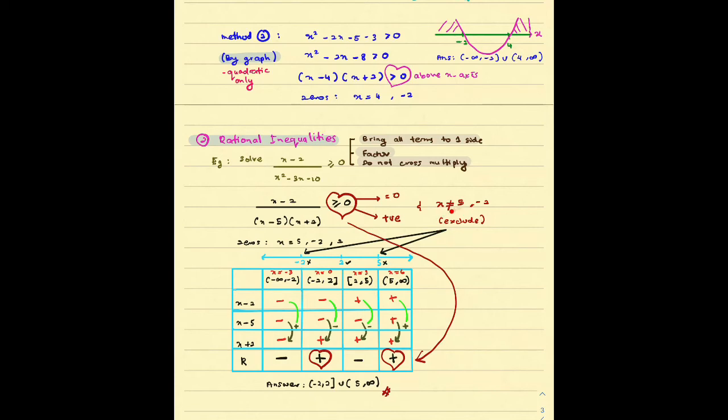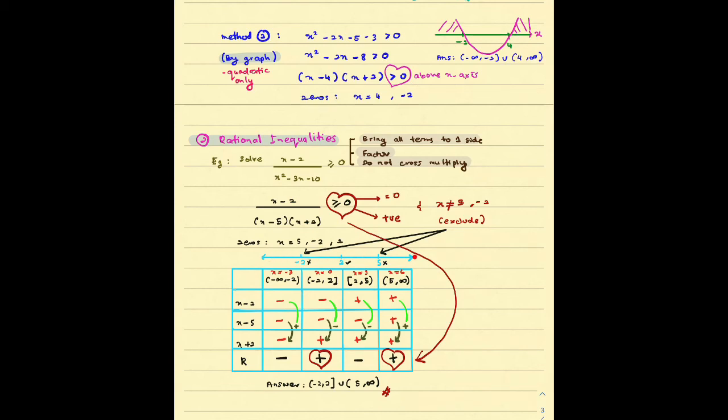So exclude. When we exclude the values 5 and negative 2, we must put an open bracket here. Okay, open bracket. It means it does not include negative 2 and also 5. So zeros. So now we have 3 factors here. 1, 2, 3. Okay, 3 factors. Alright, so zeros are 5, negative 2 and 2.